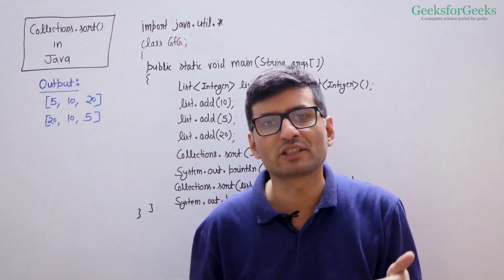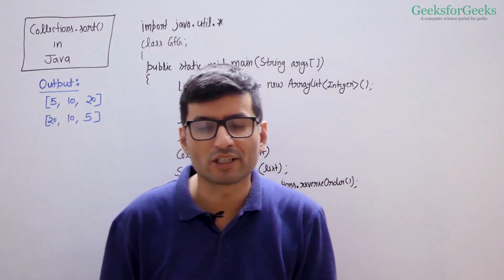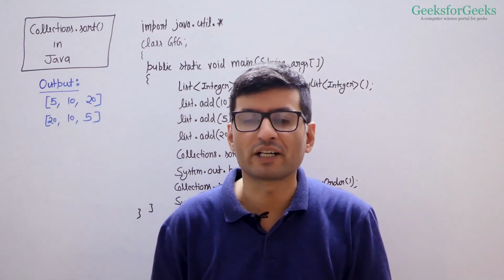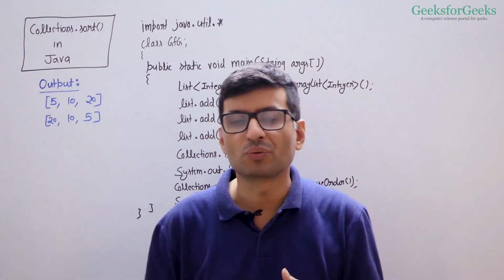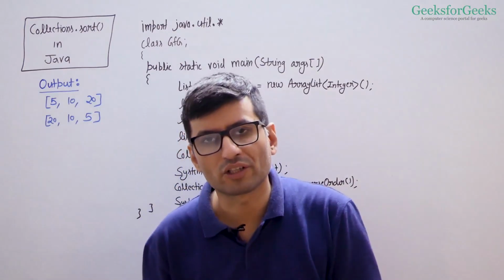Now what are list collections? List collections are the collections that implement list interface. And the popular collections that implement list interface are array list and linked list. So we can use collections.sort to sort an array list and sort a linked list.